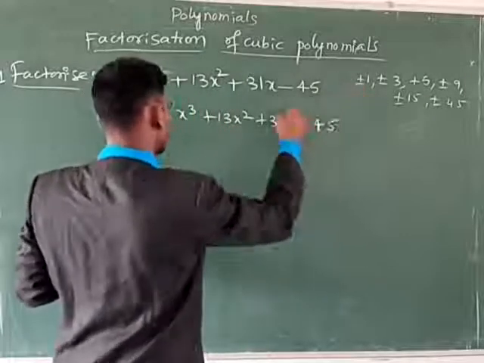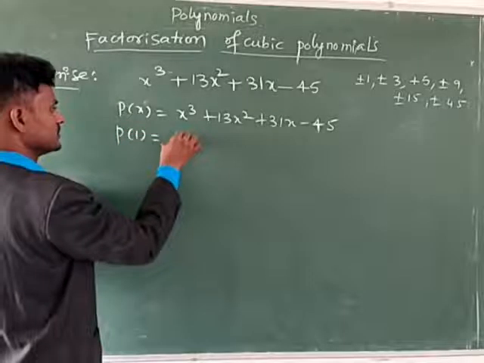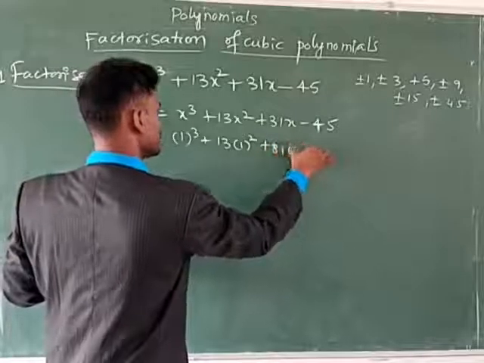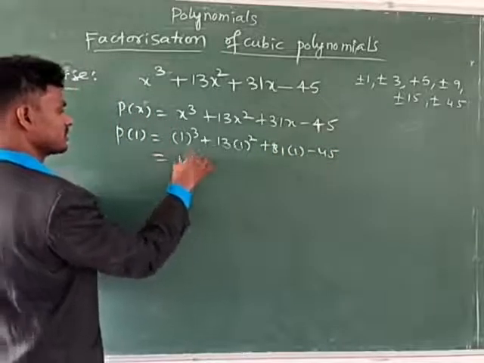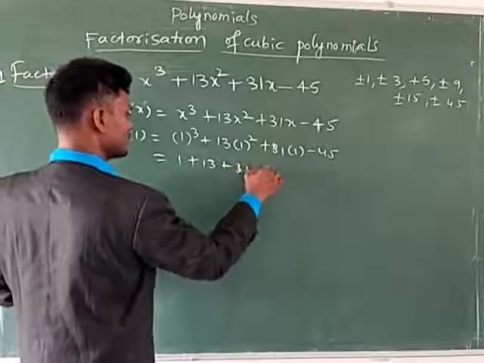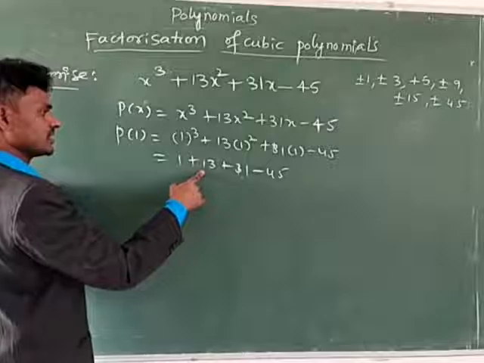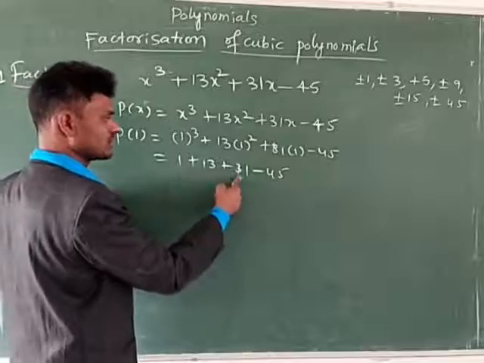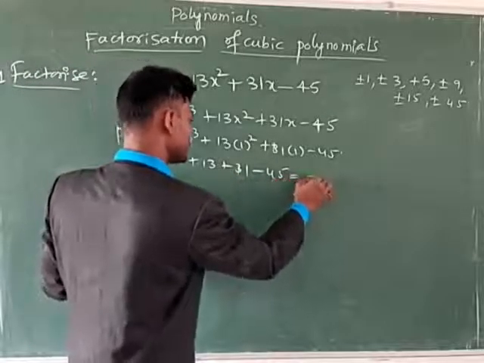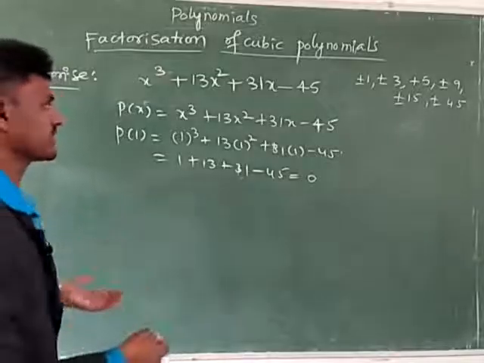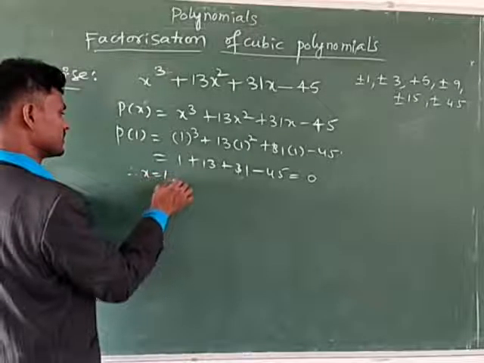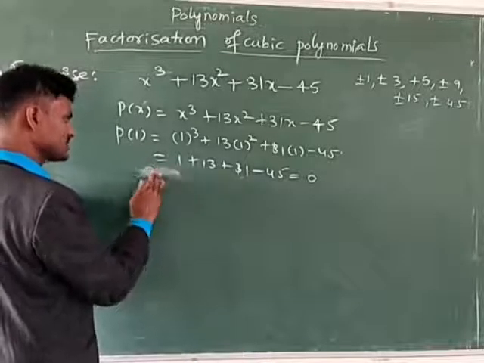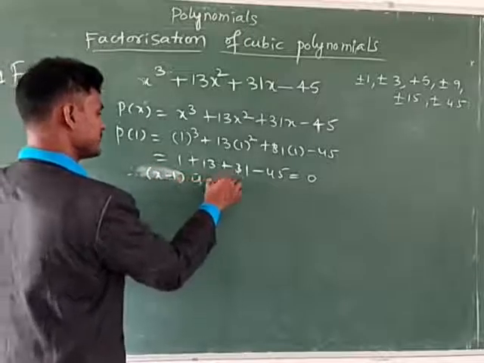Now substitute 1. P of 1 is equal to 1 cube plus 13 into 1 square plus 31 into 1 minus 45. That is 1 plus 13 plus 31 minus 45. 1 plus 13 is 14, 14 plus 31 is 45, so it is equal to 0. Therefore, x is equal to 1 satisfies, which means x minus 1 is a factor of p of x.